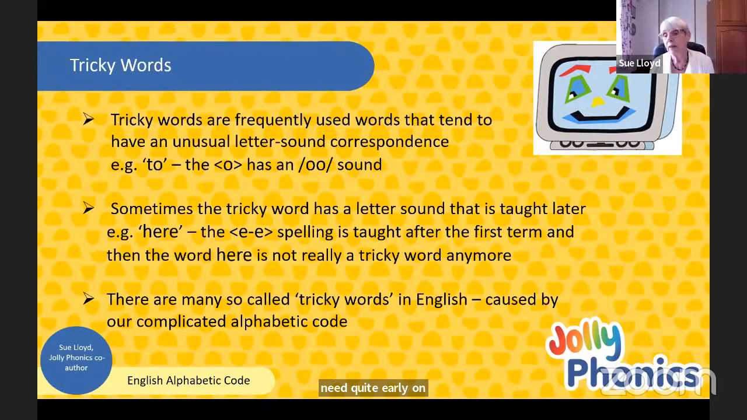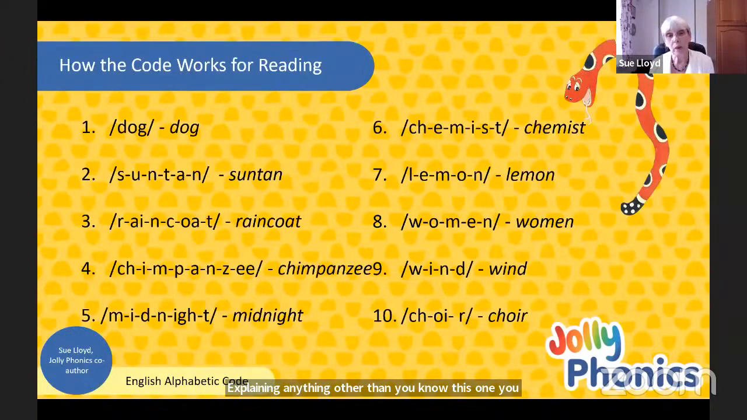So here you can see, here's a tricky word here, which we need quite early on. But we teach the split digraph, the E hop over E, later on. And we teach the awkward bit, which is the E hop over E. And then, of course, when they learn about the way of writing E as a split digraph, the E hop over E, then it's not tricky at all, the word, it's sensible. So tricky words tend to be sensible if you know enough code. And some we could call irregular because they are used so rarely and they're such an oddity, it's not worth explaining anything other than, you know, this one you have to learn. And we've got lots of tricky words, but only 72 that we actually deal with.